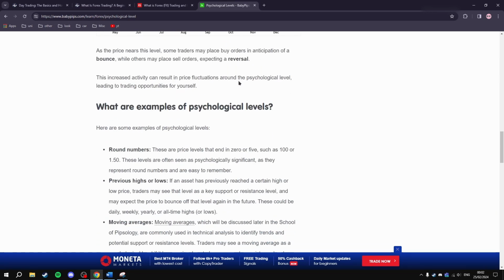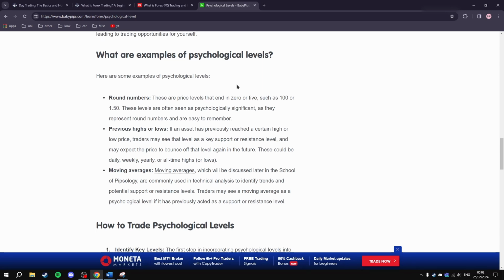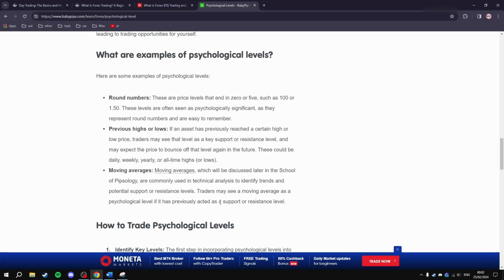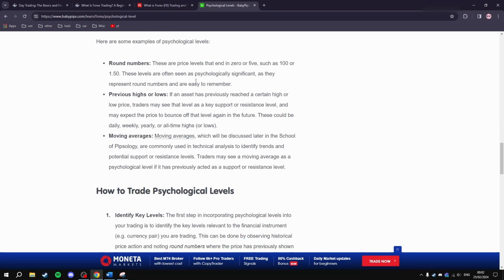What are examples of psychological levels? Here are some examples of psychological levels, or levels, not events. Round numbers. These are price levels that end in 0 or 5, such as 100 or 1.5. These levels are often seen as psychologically significant as they represent round numbers and are easy to remember.